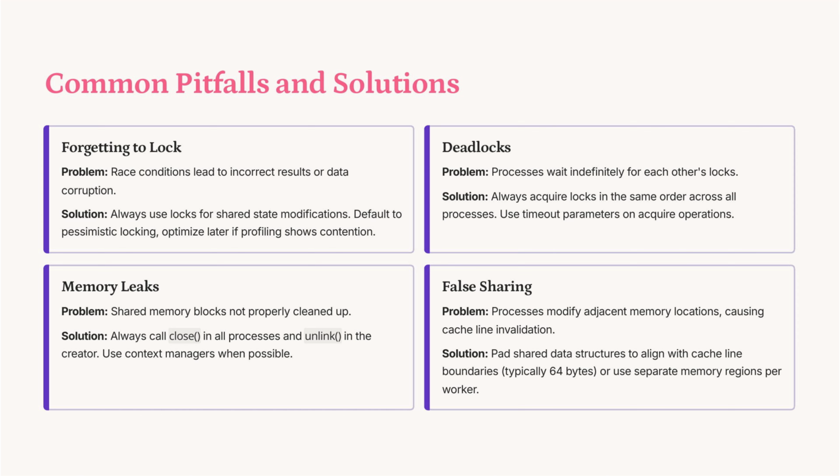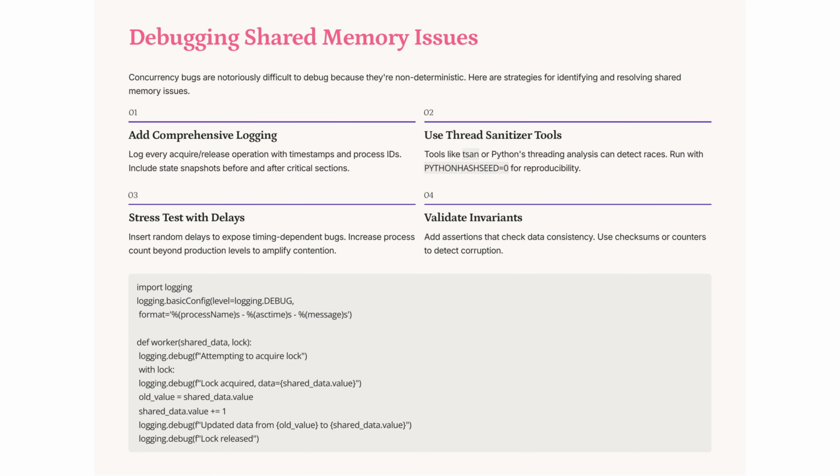Avoid false sharing by aligning data structures with cache line boundaries. Debugging shared memory issues requires comprehensive logging. Log every acquire-release operation with timestamps and process IDs. Use thread sanitizer tools like Thread Sanitizer to detect races. Stress test with random delays to expose timing-dependent bugs.